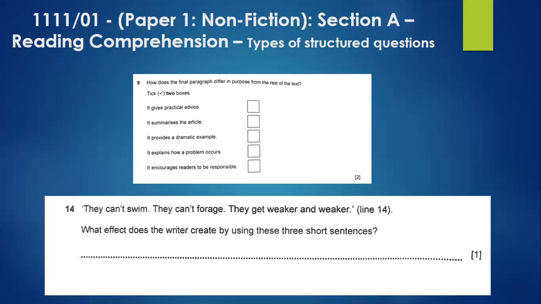Usually, when the writer uses short sentences in the text, it would be to create suspense. It could be to create a sense of emergency, or the writer is also trying to create a dramatic effect, depending on the context of the text. So here the question is allocated 1 mark. Therefore, you could just give one effect that the writer is trying to create. So you could either answer, in these lines, the writer is trying to create a sense of urgency, or the writer is trying to create a dramatic effect.